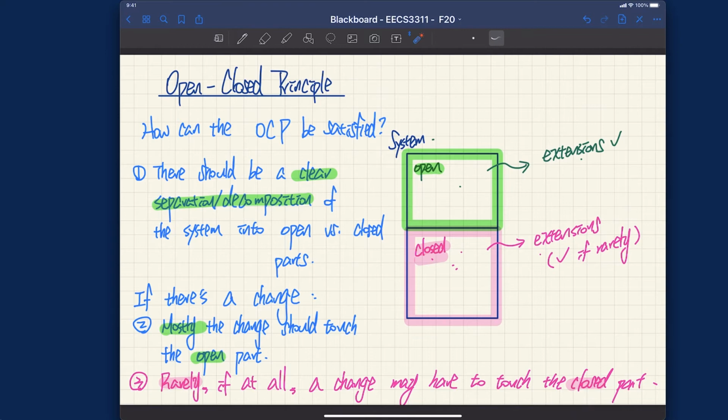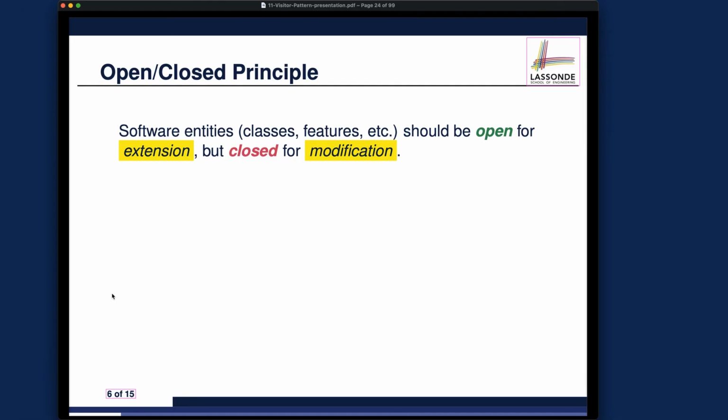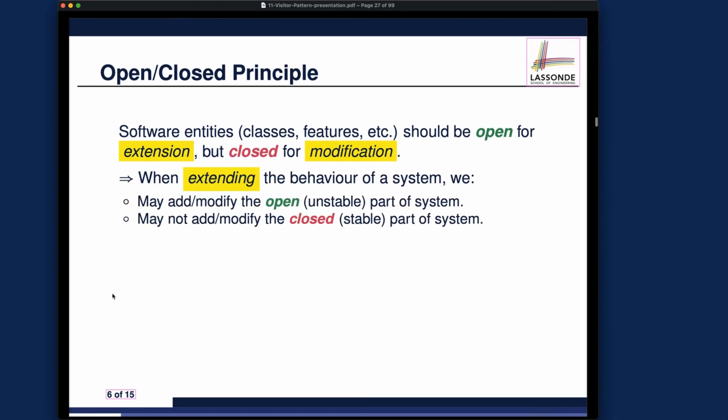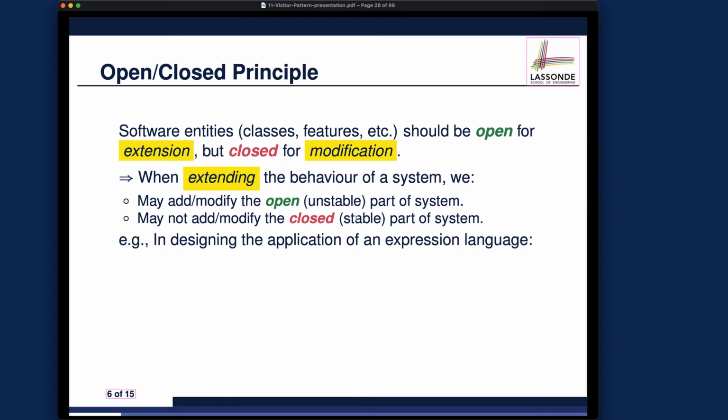All right, so let's now go back to this definition here, right? So we talk about open and also closed, right? You can think about the open part as somehow not very stable, and the closed part is kind of stable, right? You can think that way. All right, so let's see one example over here.